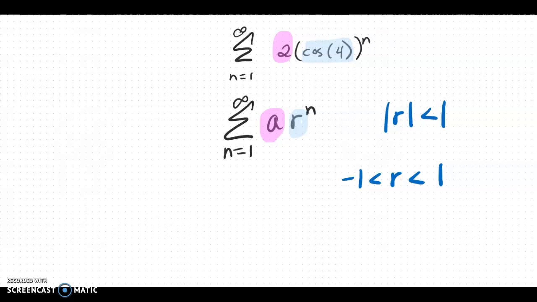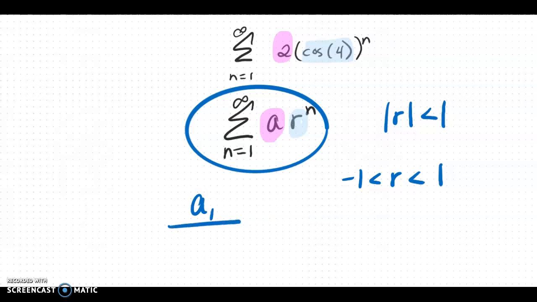And then it says, if the series converges, give its exact value below. If it diverges, enter DNE. So to find what the series converges to, if you have it in this form, which we do, then we can say that it is equal to the sum of the infinite series, and it will be a sub 1, so the first term, divided by 1 minus r.